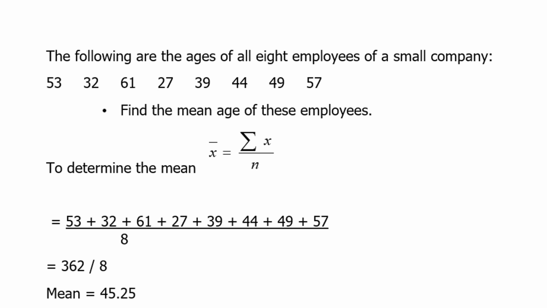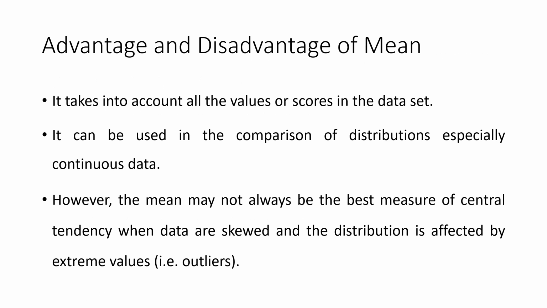That's an example of how to compute the mean. So what are the strengths of the mean? The mean takes into account all values or scores in the data set. That's one big strength, and the strength of the mean is that it's about the only measure of central tendency that accounts for every score in the distribution before getting the number at the center. Besides, it can be used in comparison of distributions, especially continuous data.